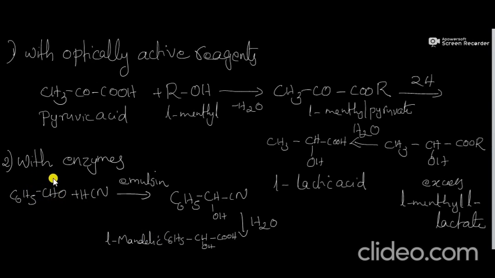So the synthesis of one enantiomer from an optically inactive or achiral compound is called asymmetric synthesis or enantioselective synthesis. Hope it is clear.